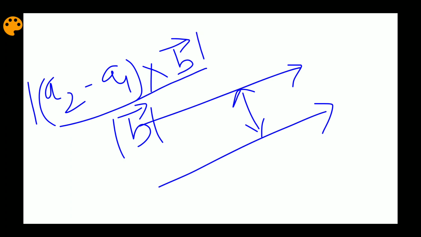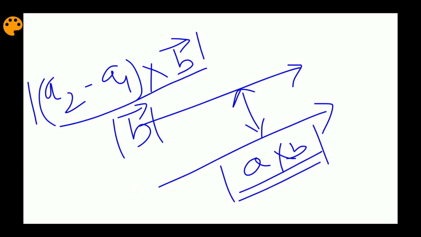Why? Because the cross product is a vector quantity and the dot product is a scalar quantity. If you do the cross product of these two vectors, a cross b, you will get a vector quantity, and if you take the magnitude of this, then you will get a scalar quantity. And when you divide a scalar quantity by a scalar quantity, you will get another scalar quantity, which will be the distance between two parallel lines.